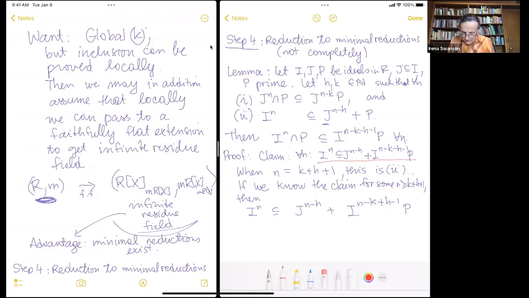All right. So by assumption, we do have the base case because of the correction that we just saw. And now suppose that we have the induction step here. And then let's multiply through by I. And then we get this. And we also know by part two, this is contained in J to the N minus H plus P.